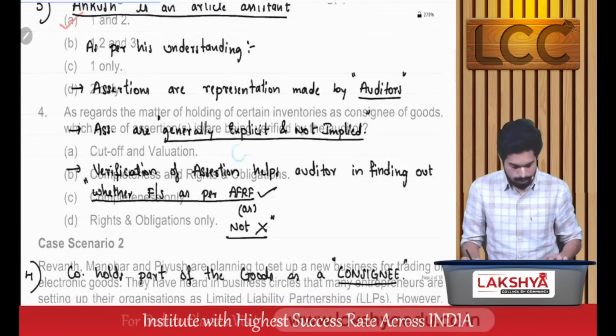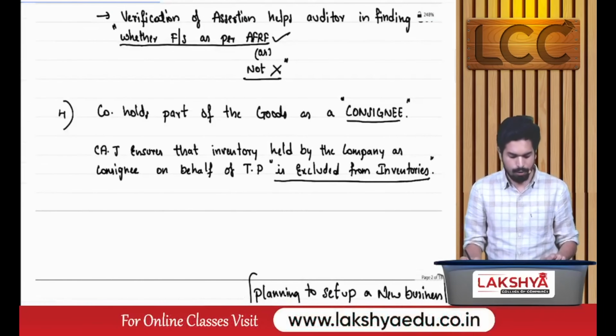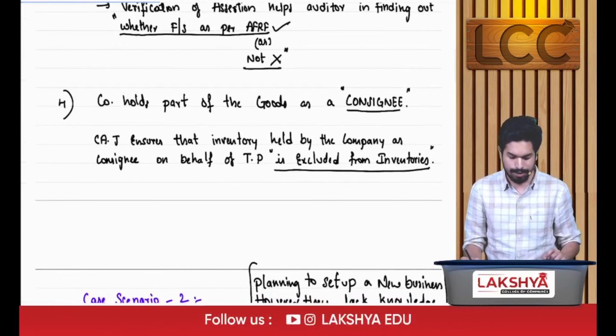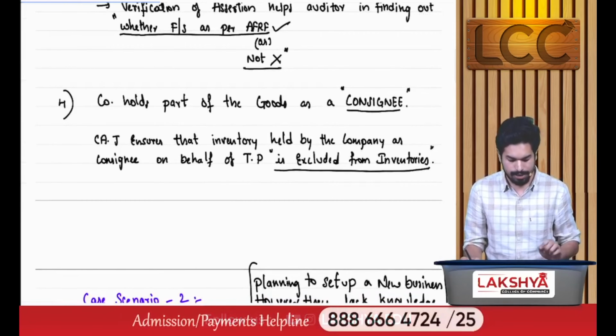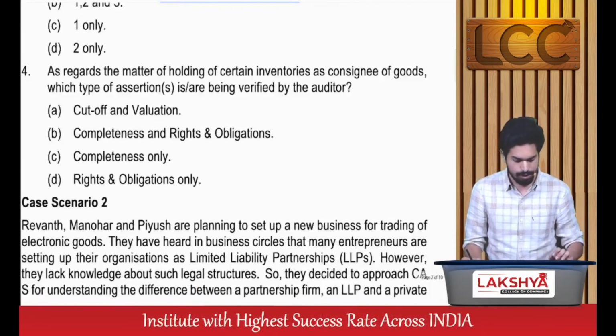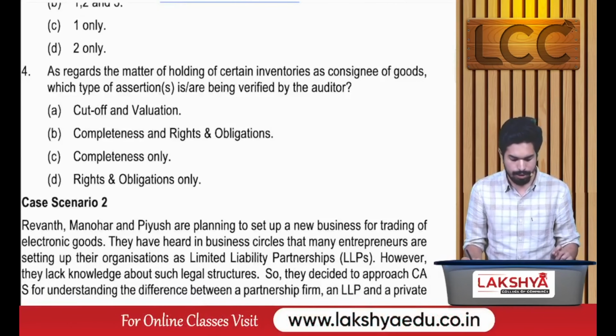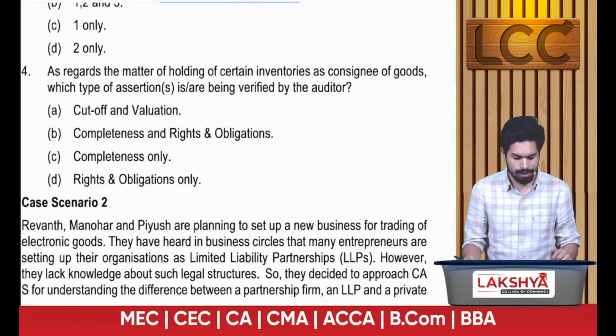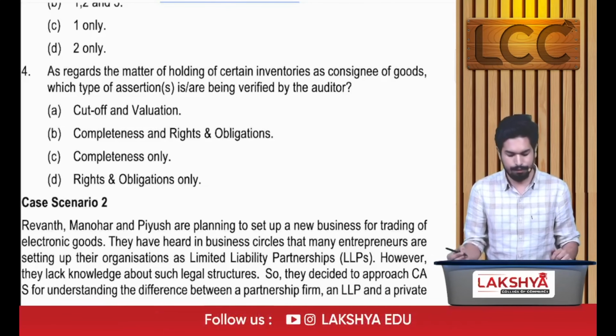Next. Last point. The company holds part of the goods as consignee. CAJ ensures that the inventory held by the company as consignee on behalf of a third party is excluded from the inventory. Here the question is, as regards the matters of holding certain inventories as consignee of goods, which type of assertion is or are being verified by the auditor?